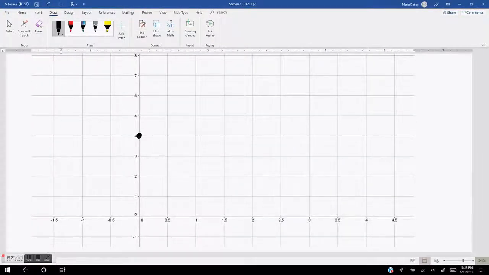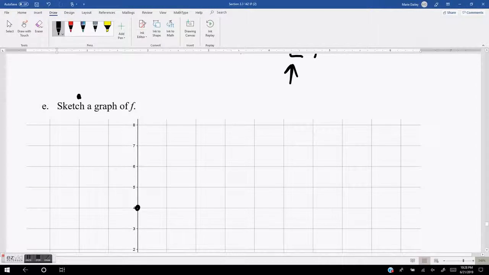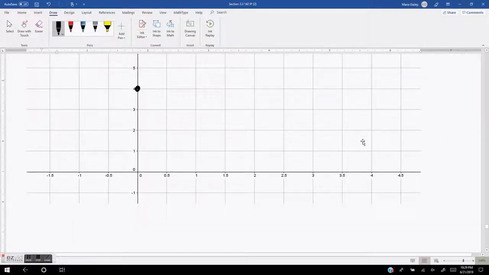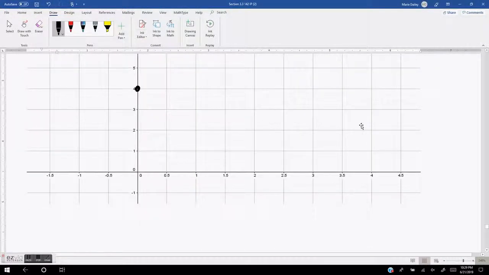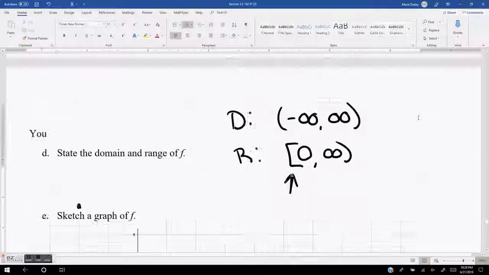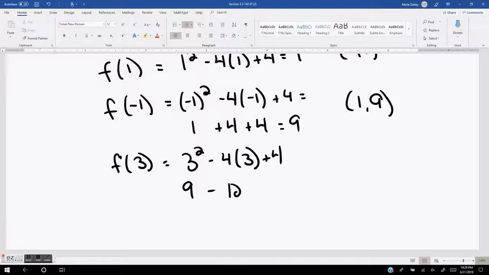I have my y-intercept of 0, 4. Negative 1, 9 is literally off the chart. What are some of the other points I had? Sorry, I forgot. 1, 1 is on there. We have our vertex of 2, 0. Now, if you want, we can go ahead and get some more points. F of 3, that'll be 3 squared minus 4 times 3 plus 4. So 9 minus 12 plus 4, which is 1. So there's the ordered pair 3, 1.